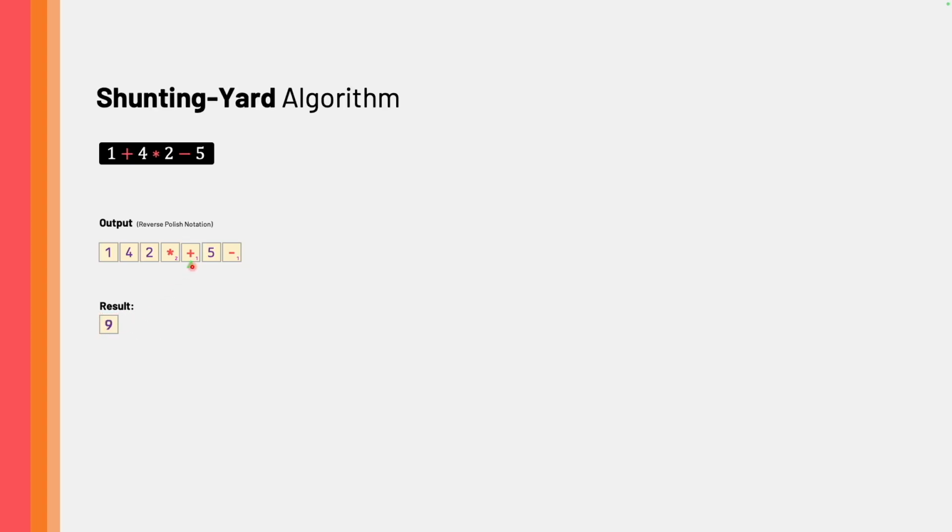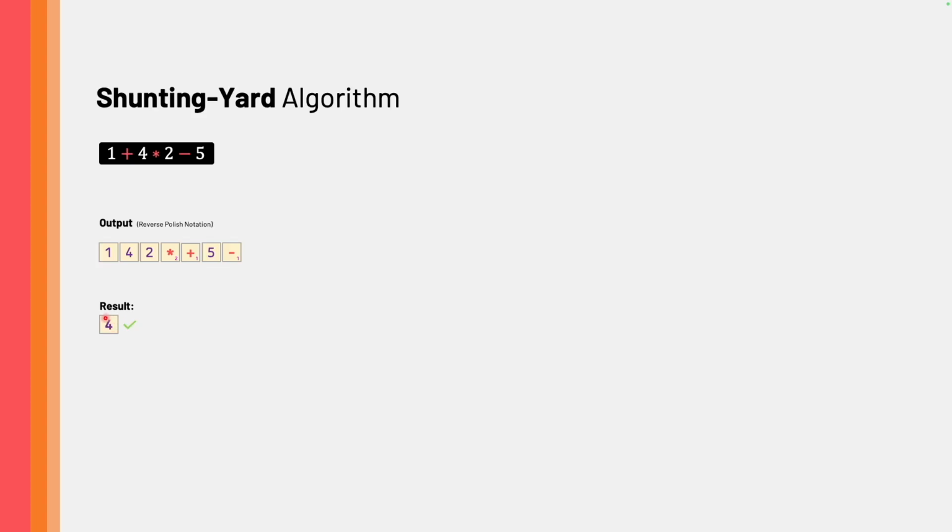Beautiful. Now I continue, I go to 5, it is a number, I just push it to the stack, and now I find a new operator, minus, and the final thing that I do is perform the subtraction between 9 minus 5, which is going to give me the result 4. And 4 is my final answer.